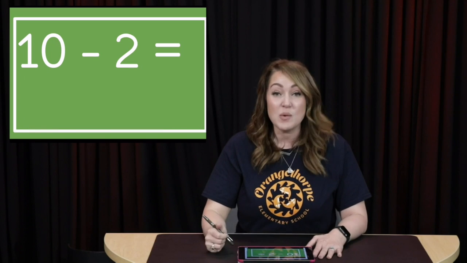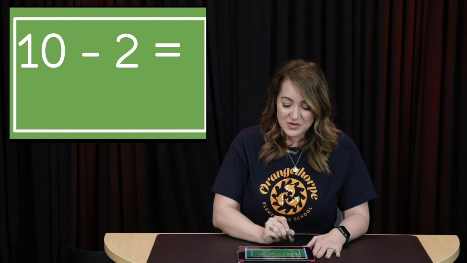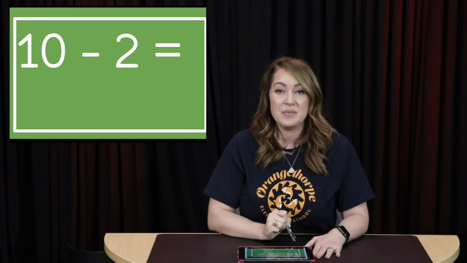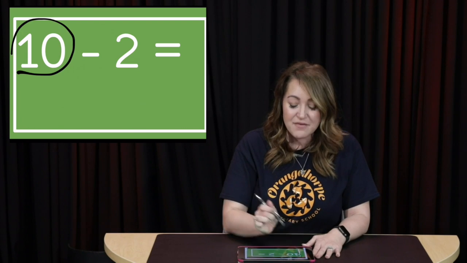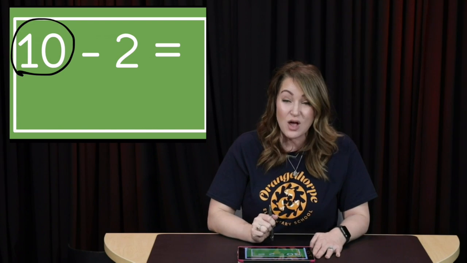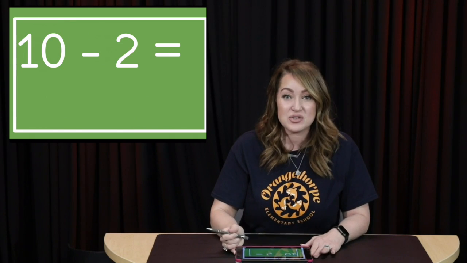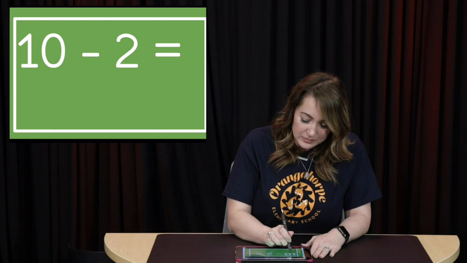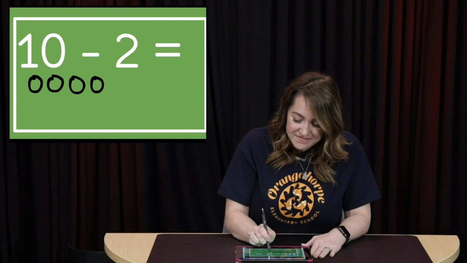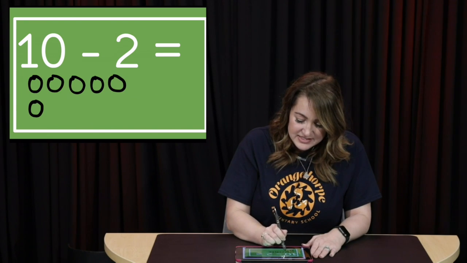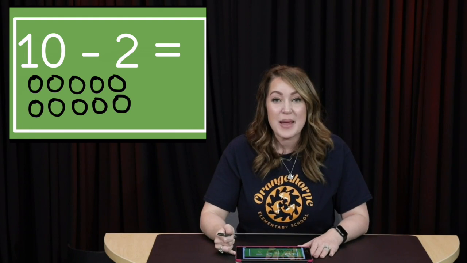Oh, this one. Now we don't have a picture underneath, so I want you to really try this one with me. So if I have 10 minus 2, the number I'm going to start with by drawing objects is 10. It's the first number in my subtraction sentence. It's also the larger number. So I'm going to draw 10 circles. 1, 2, 3, 4, 5, 6, 7, 8, 9, 10. That's the number I'm starting with.